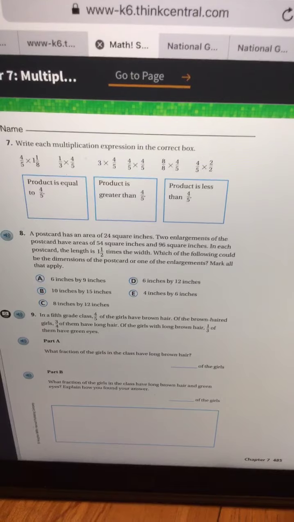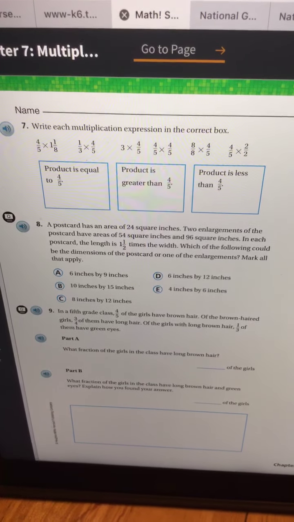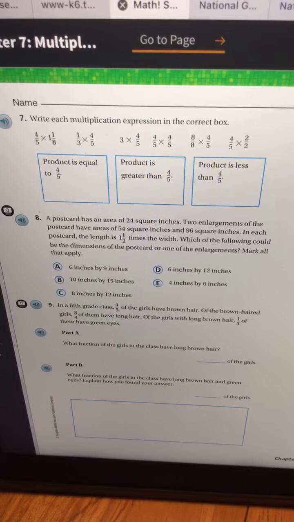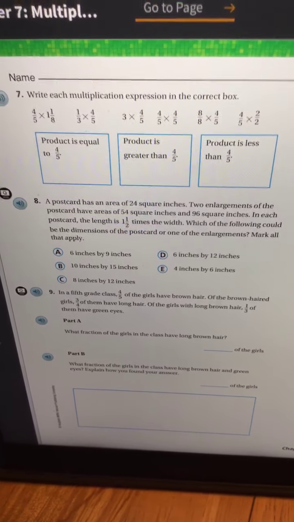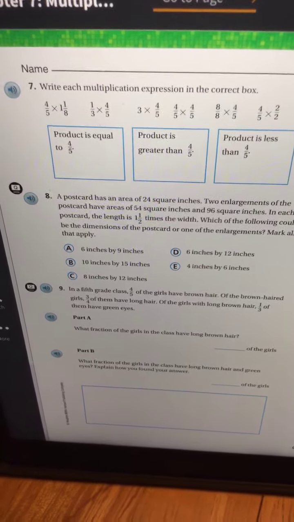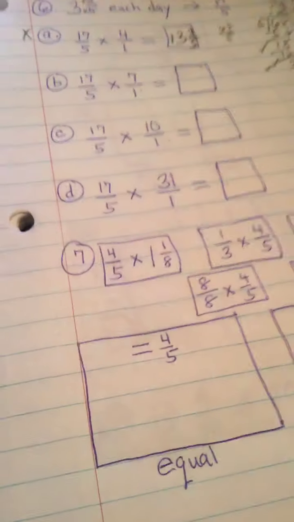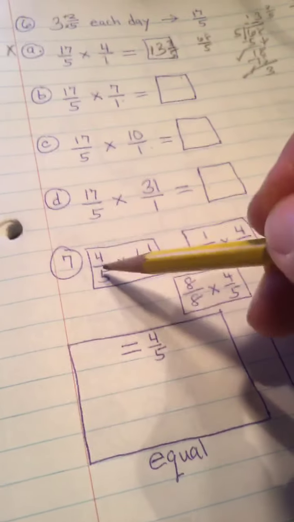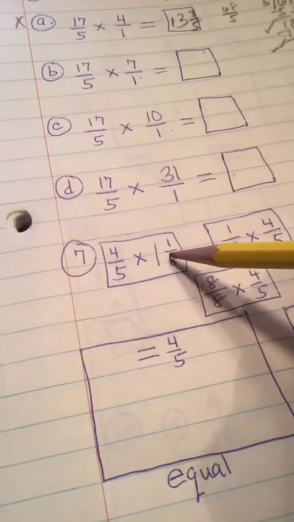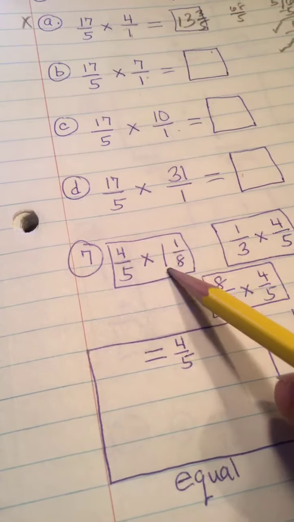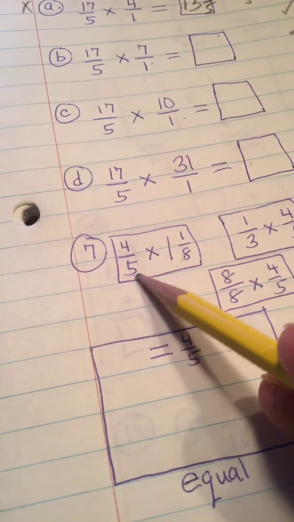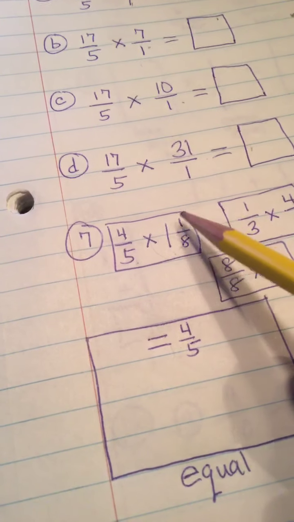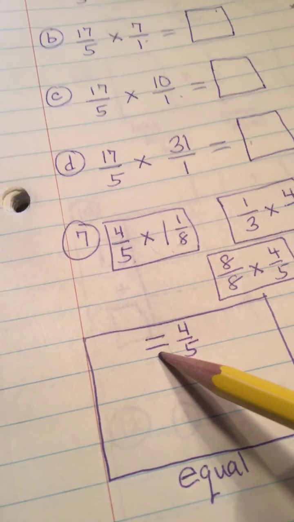So what we have to do, if we remember the lesson that we learned on that, is look at the other number. So if I'm going to be looking to see whether it's greater than 4/5 or equal or less than, I have to look at the other number that's being multiplied. So look here. If I'm going to take 4/5 and multiply it by this, this is the number that I care about right here because I'm comparing it to 4/5. Well, if I take 4/5 and multiply it by 1 1/8, is that going to equal 4/5?